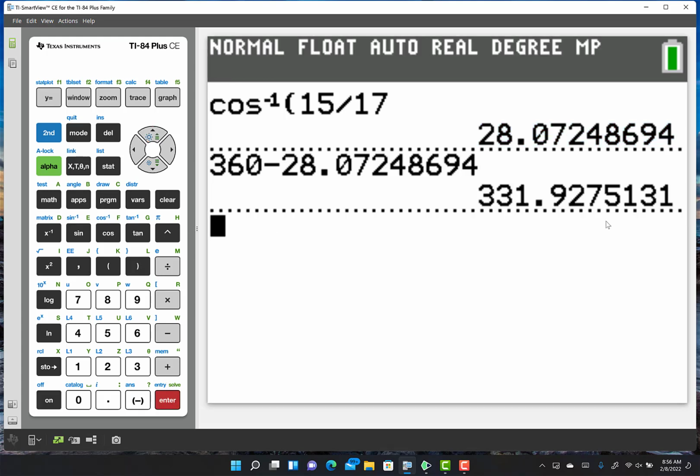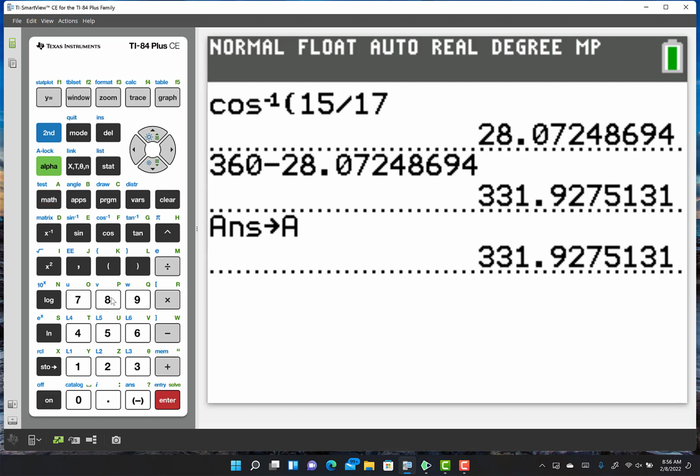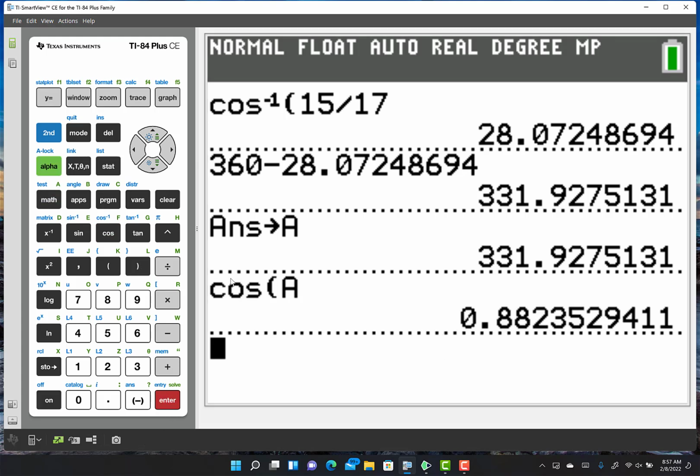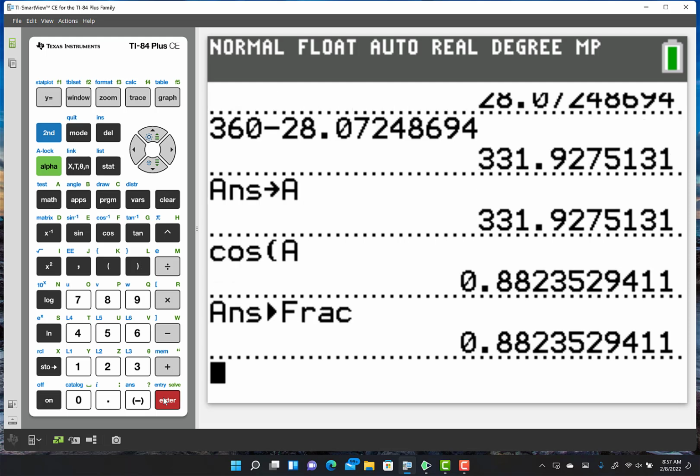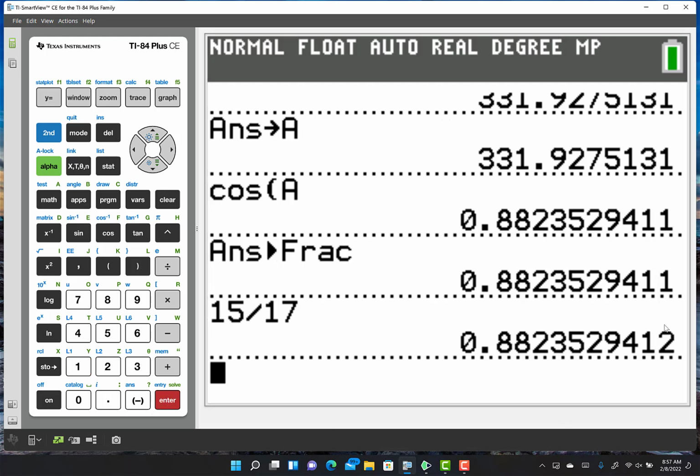So I'm going to store, this is my angle. This is angle A. I'm going to store it to A, alpha A. And I know what you're thinking, guys. Like, are you sure that's the right angle? Well, if I type in cosine of A, I better get that 15 over 17, right? So cosine of A, enter. And look at that. If I tell it fraction, okay, 15 over 17. Look at that. Oh, no wonder it didn't do it. There's funny rounding going on. But it's almost perfect all the way until the very last digit here. So do you guys see how this is my right angle?